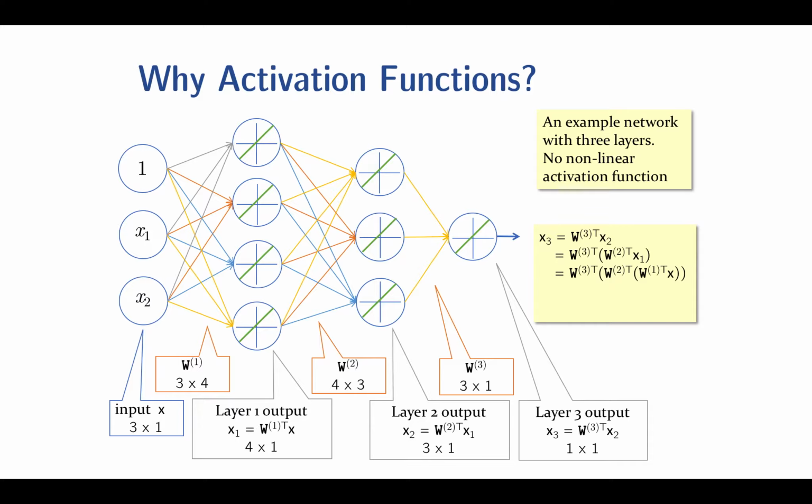This is matrix multiplication. Matrix multiplication is associative, and so I can just call it W transpose x, where W is a 3 by 1 matrix. Why? Because W1 transpose is 4 by 3, W2 transpose is 3 by 4, so those two combined are 3 by 3. And then W3 transpose is 1 by 3. So 1 by 3 times a 3 by 3 is a 1 by 3, which means W really is 3 by 1.